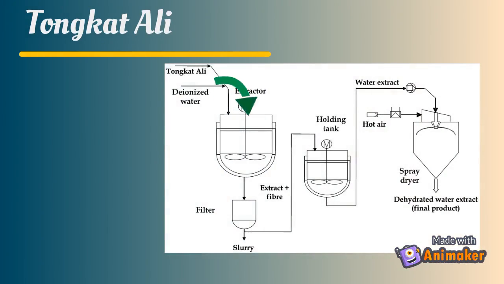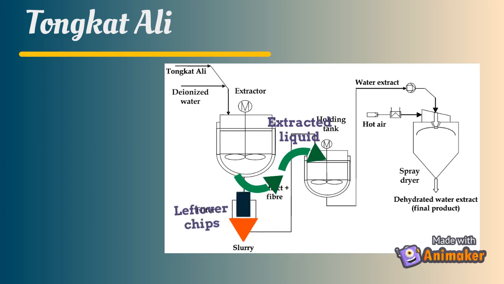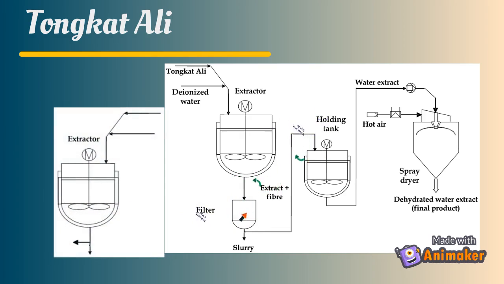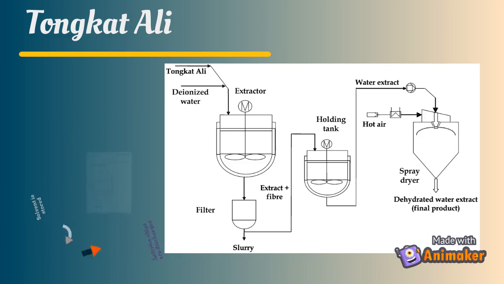First, Tongkat Ali root chips are sent to the extraction vessel to be extracted using boiled water as a solvent. After the first stage of extraction, the extracted liquid is pumped and stored in a holding tank while the leftover chips are then extracted again using fresh solvent in the second stage of extraction. After the second stage of extraction, the solvent is removed and stored for reuse in the following batch and the leftover chips are discharged. The extract from the first extraction stage is sent to the spray dryer to produce Tongkat Ali extract powder.